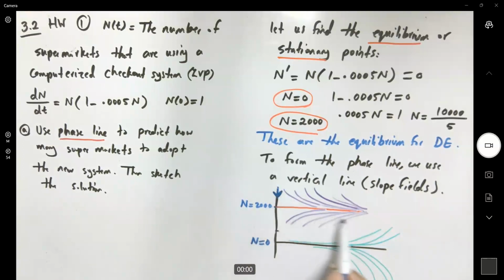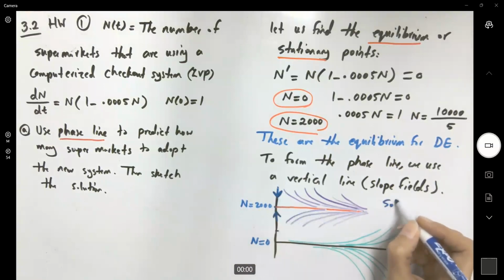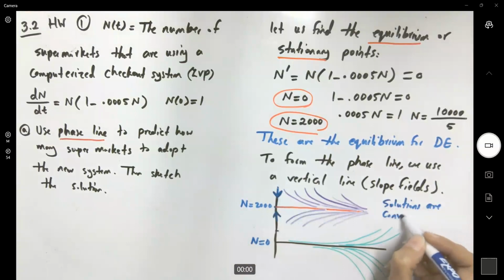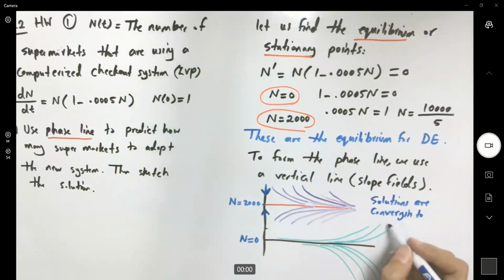Here you have a horizontal line, and no matter from above to below, from below to above, you see that they are getting closer and closer to this line. They're converging. Solutions are converging to n equals 2000.